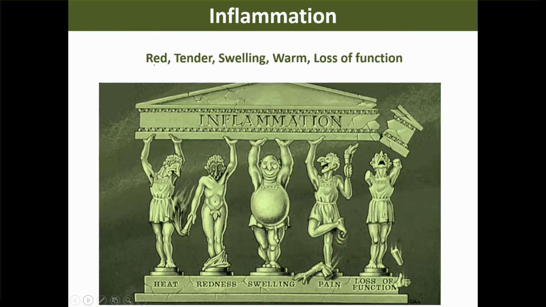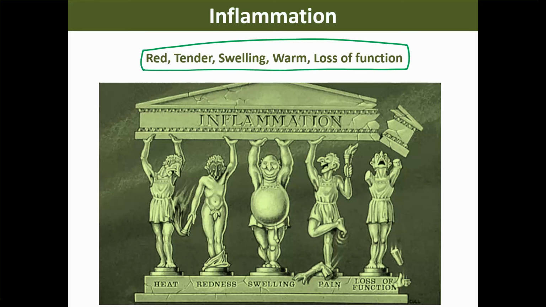Inflammation characteristically produces 5 signs. When you have inflammation, that area will become red, that area will become painful or tender, and that area will swell. After that there will be warmness in that area. Because of this, that area's function is lost, which leads to loss of function.